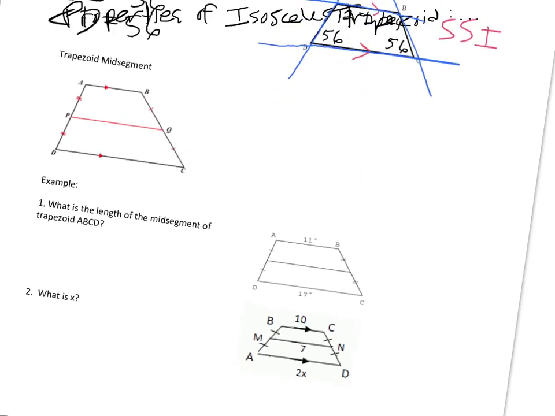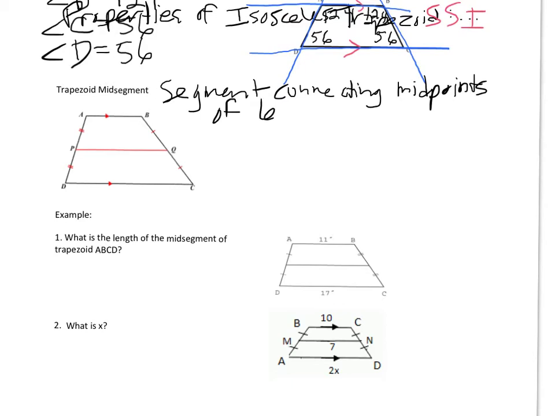Alright, trapezoid mid-segment. Now this should seem familiar. We've talked about triangle mid-segments. It's a very similar thing. So a trapezoid mid-segment is a segment connecting midpoints of legs of a trapezoid. So it's very similar to the triangle mid-segment where we were doing two sides that would connect the midpoints. But this is kind of like a triangle where you cut the top off.